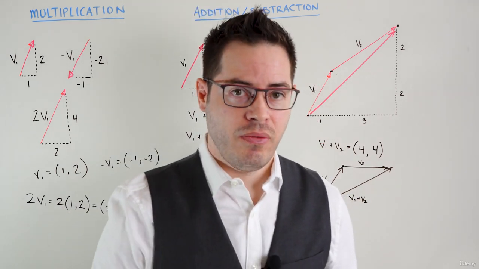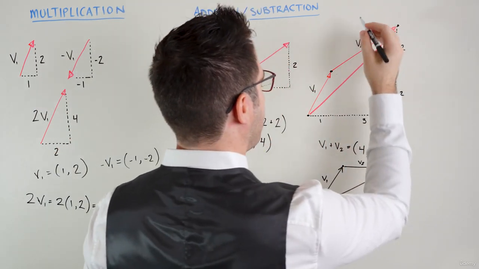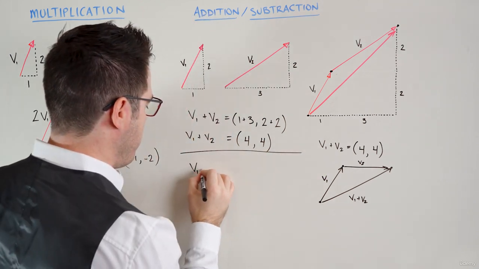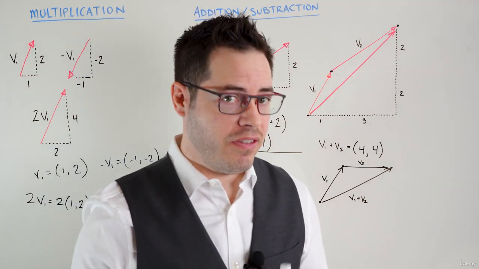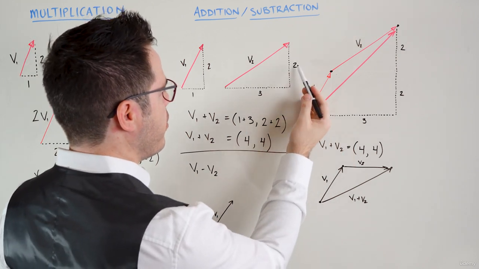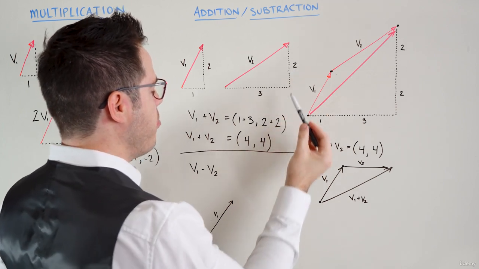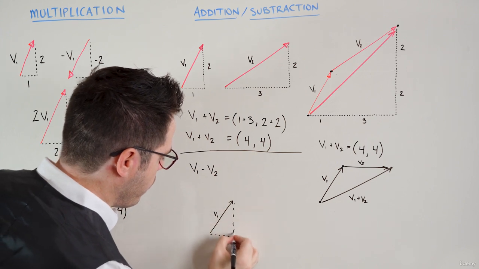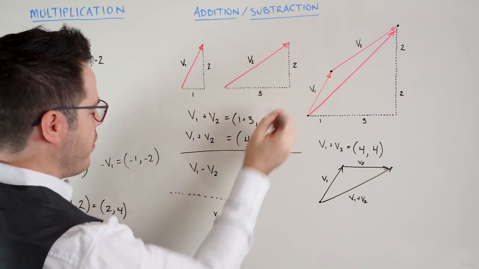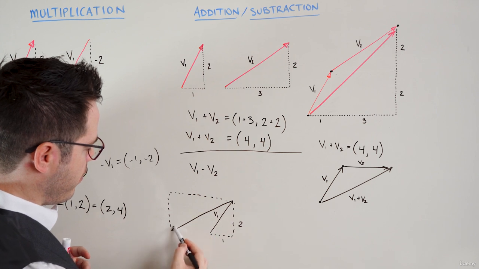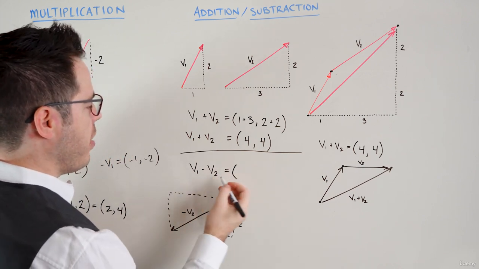Now, what if we want to subtract? Well, subtraction is really just an addition problem. If we want to subtract v2 from v1, in other words, what's the result of v1 minus v2? Well, all we have to do is draw v1 and add negative v2. We know that v2 is the vector 3, 2. What is negative v2? Well, all we have to do is simply multiply x and y for v2 by negative 1. So v1 is the vector 1, 2, and negative v2 is the vector negative 3, negative 2. So it's this vector. This is negative v2. So v1 minus v2 is v1 plus negative v2.